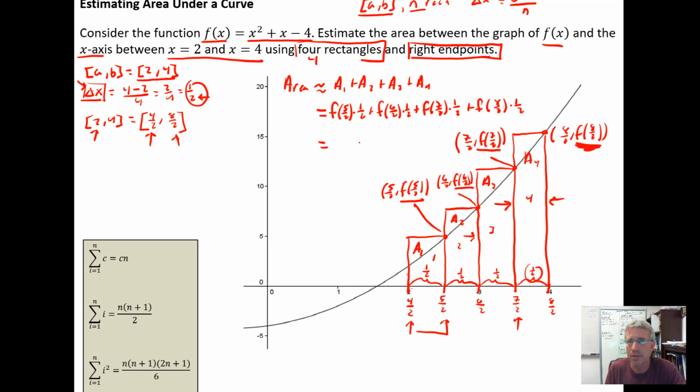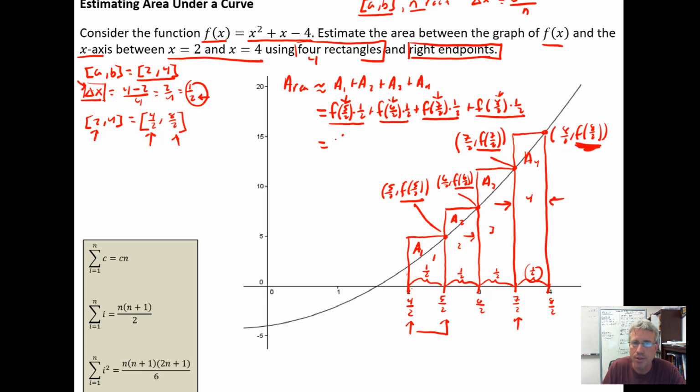And when I look at this, what I want to recognize is I can rewrite this using sigma notation. The only number changing in each of the 4 terms corresponding to the areas of the 4 rectangles is the numerator in the function input. And I'm starting at 5. I'm incrementing by 1 until I get to 8.